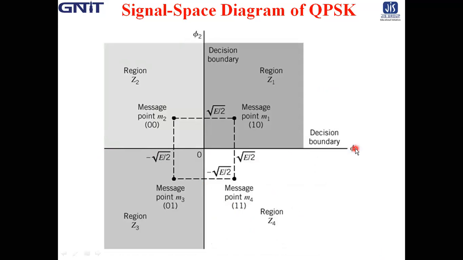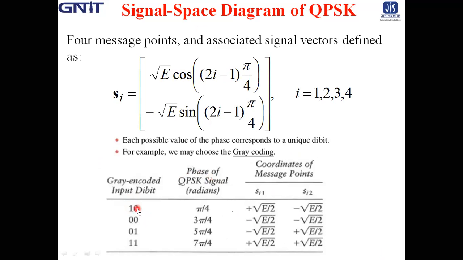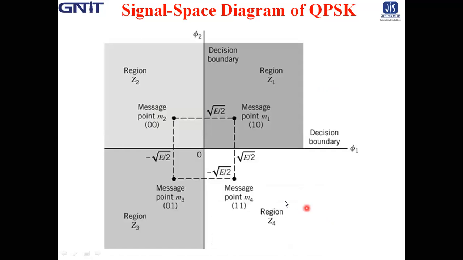See, there are two orthonormal basis functions present, which are phi1 and phi2. Now for message point M1, that is the first, 10, the phase shift is pi by 4, and this is plus root E by 2 for psi1, and psi2 is minus root E by 2. Now we are considering the downward direction as positive phi2, and the upward direction of the y axis as negative phi2. So message point 1 exists in this region, 10.